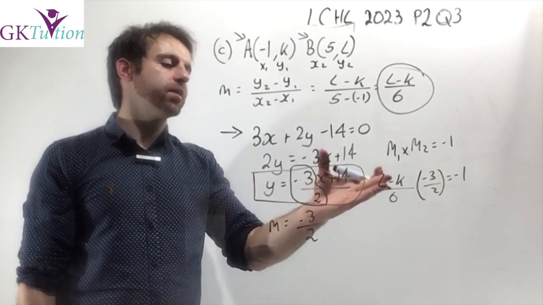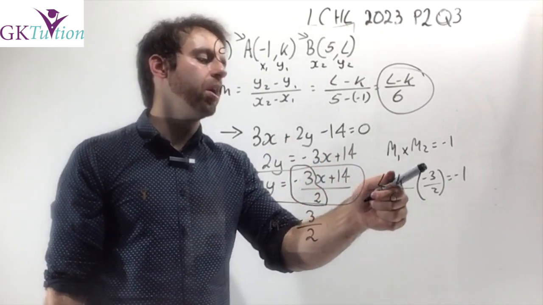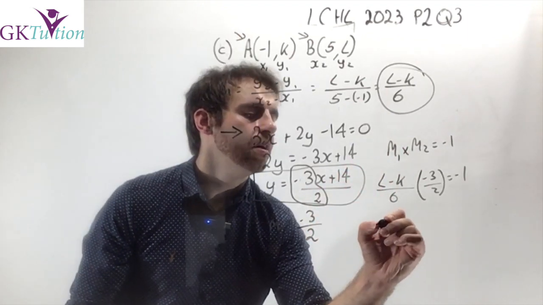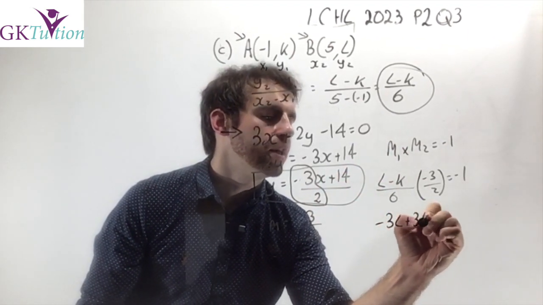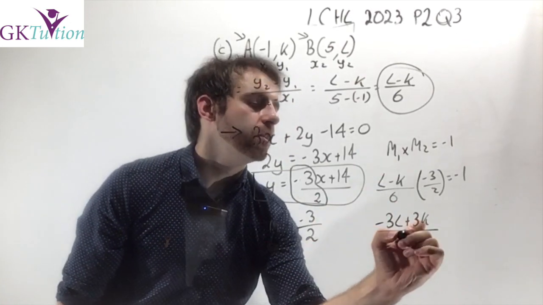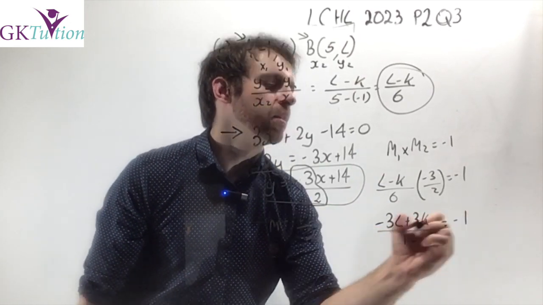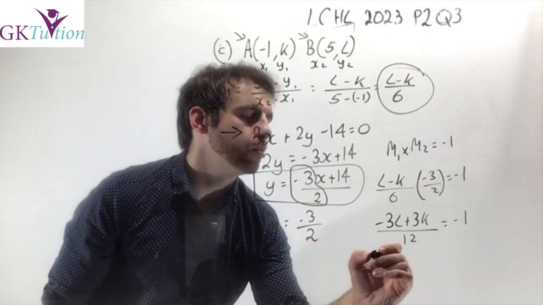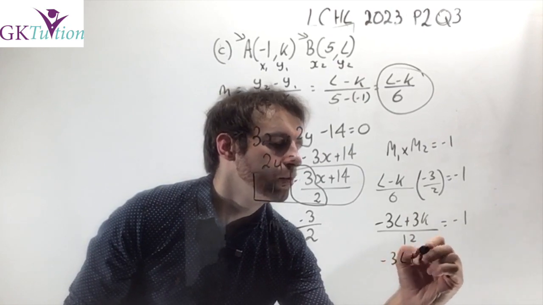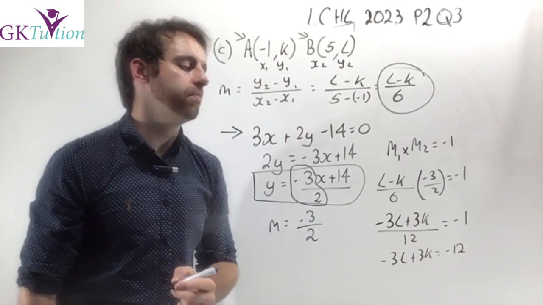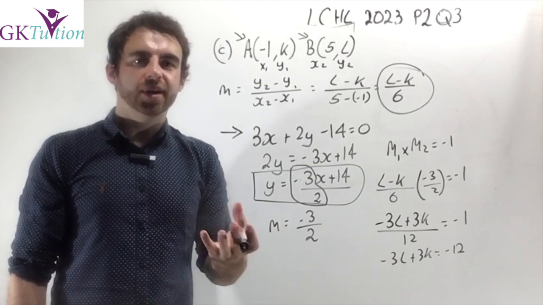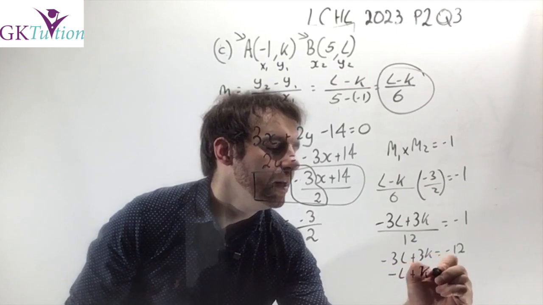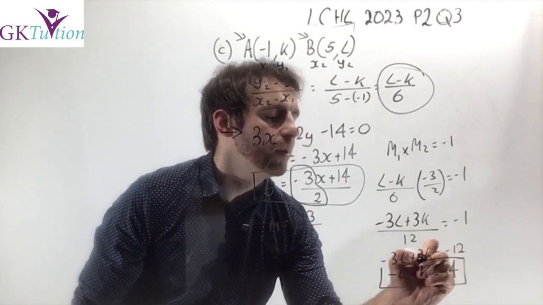So let's just simplify this down. It's easy to multiply fractions by each other. You just multiply top by top and bottom by bottom. Minus 3 by l minus k will give me minus 3l plus 3k. And on the bottom, 6 by 2 will give me 12. And the right hand side is still just a minus 1. In order to get rid of that fraction, I'll multiply both sides by 12, and I'll get minus 3l plus 3k equals minus 12. I can make that a lot simpler by dividing everything by 3, and I can write it as minus l plus k equals minus 4. And that is my second equation.